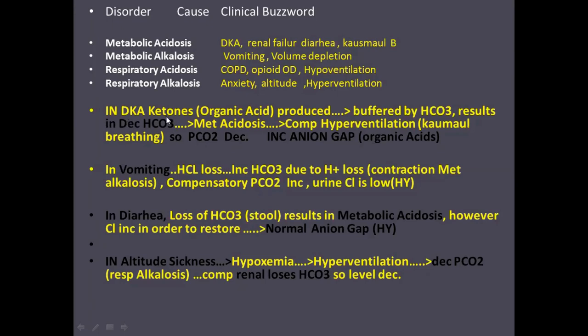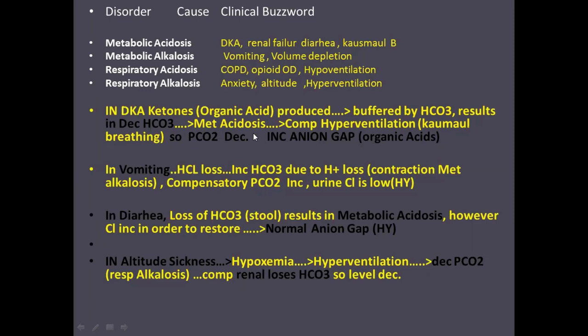Actually, you know that in type 1 diabetes mellitus there is formation of ketones, and ketones are an organic acid. So apart from the normal amount, there is an excess of acid being produced by your body. In order to buffer that acid, the concentration of bicarbonate decreases. And whenever bicarbonate decreases, there is a condition of metabolic acidosis.